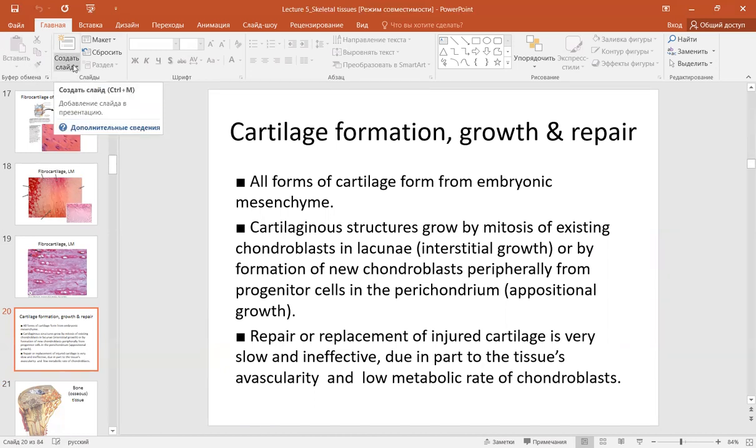So it is one single origin for the whole variety of connective tissue. Cartilaginous structures grow by mitosis of existing chondroblasts in lacunae, interstitial growth, or by formation of new chondroblasts peripherally from progenitor cells in the perichondrium. It's called appositional growth. Repair or replacement of injured cartilage is very slow and ineffective, due in part to the tissue's avascularity and low metabolic rate of chondroblasts.